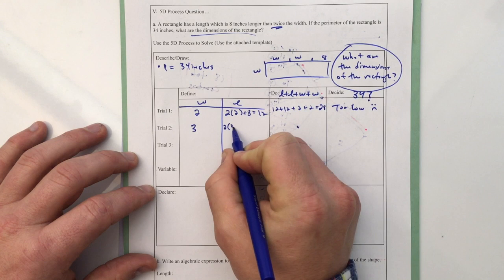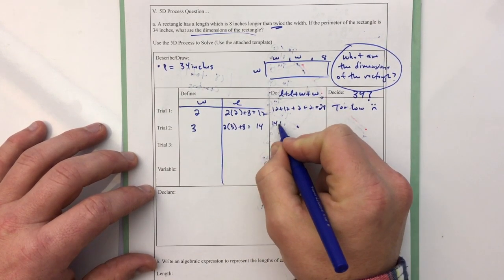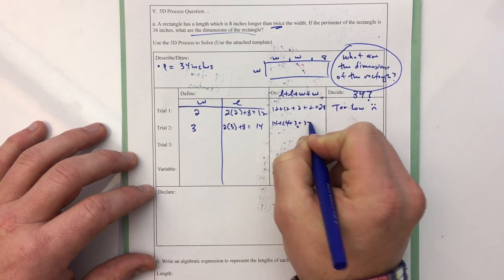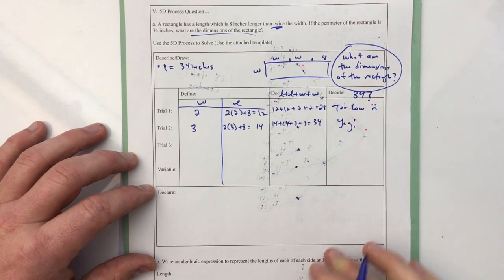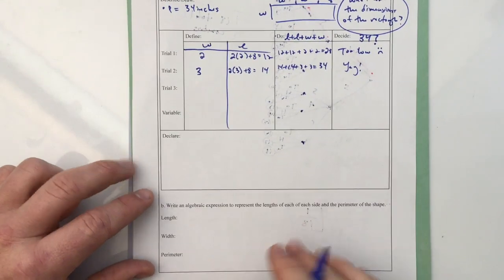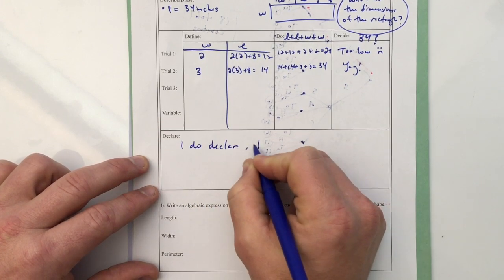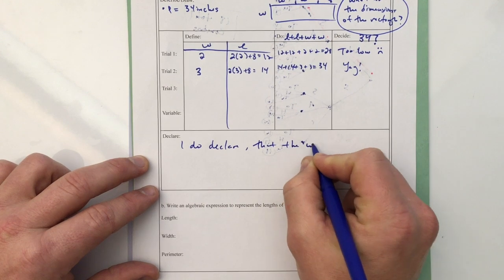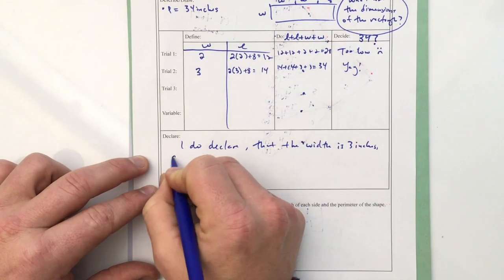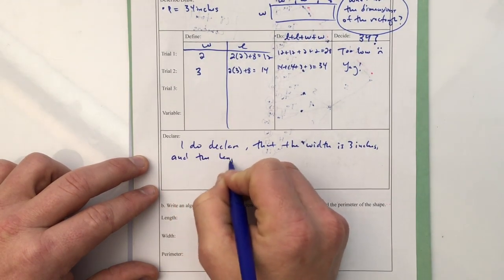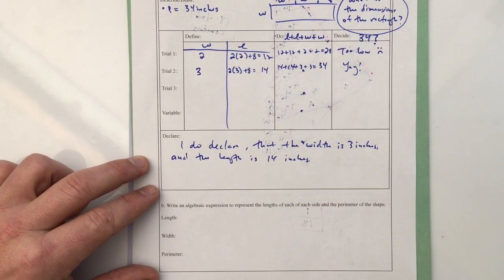Trial 2, we'll try 3. So again, we'll do 2 times 3 plus 8, which is 14. 14 plus 14 plus 3 plus 3 is 34. Yay. All right. My declare. I do declare that the width is 3 inches and the length is 14 inches.